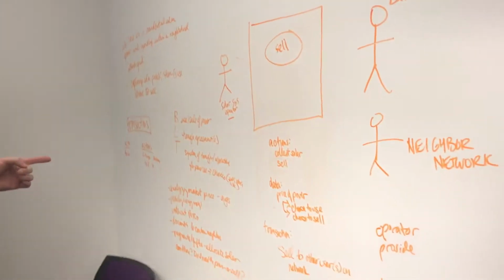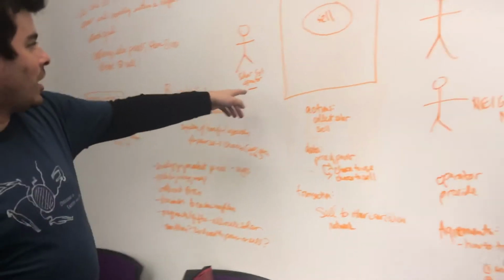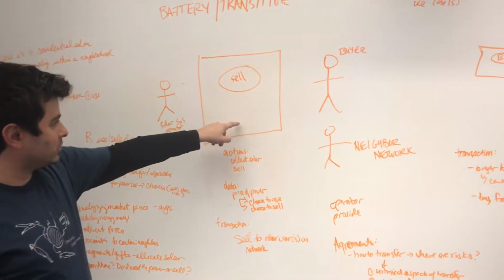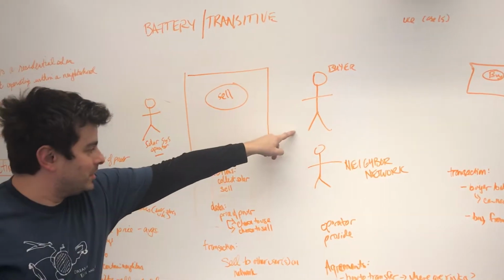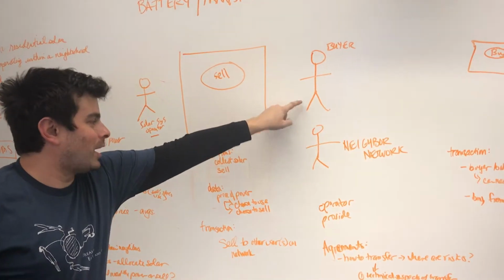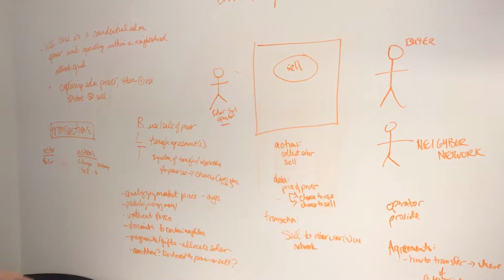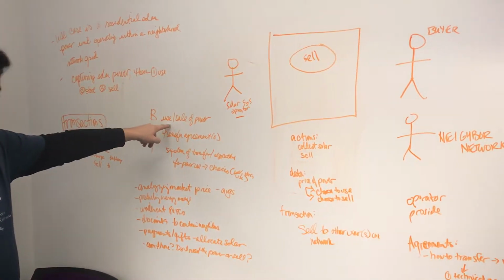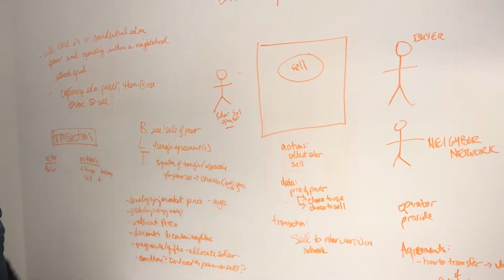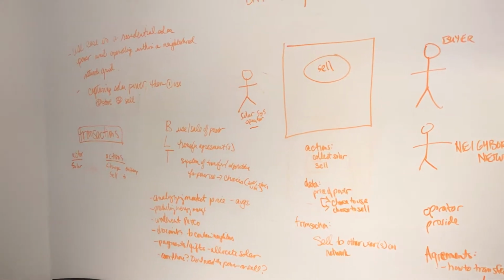So we have a couple things. We have the operator, and they can choose to sell it or store it, and then you can sell it to your neighbor, your buyer, or put it in the network. Let's see, the business thing would be using it. Legal is the transfer agreement. How are we gonna do this?